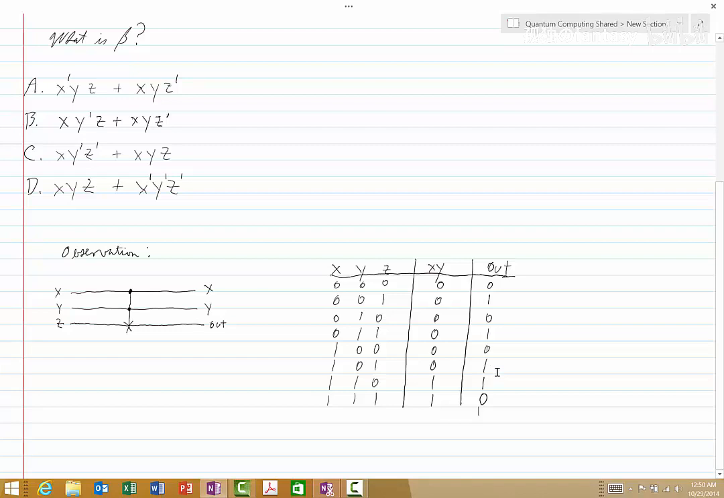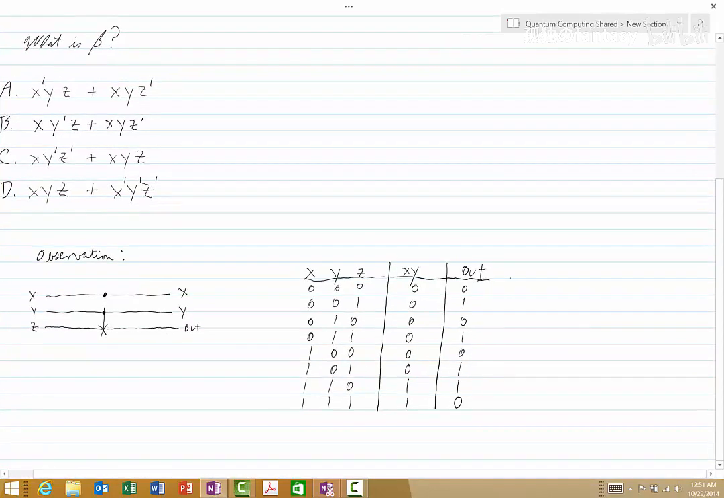So we see that whenever Z and XY have the same value, out is 0. But whenever Z and XY have different values, then out will be equal to 1. So what is out? We observe that out is equal to Z exclusive OR XY.